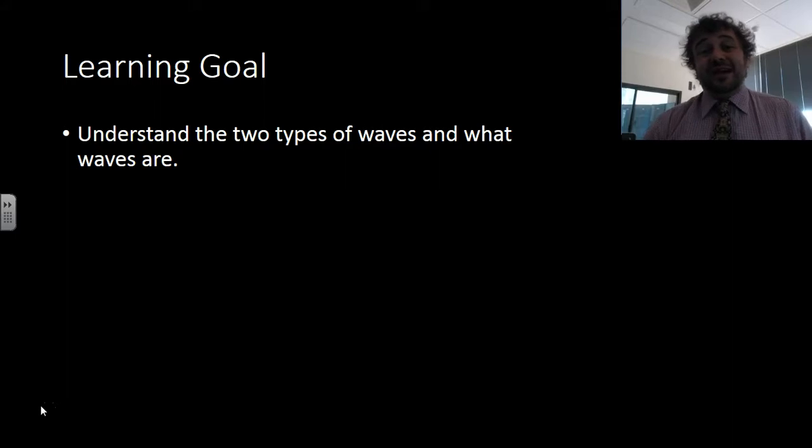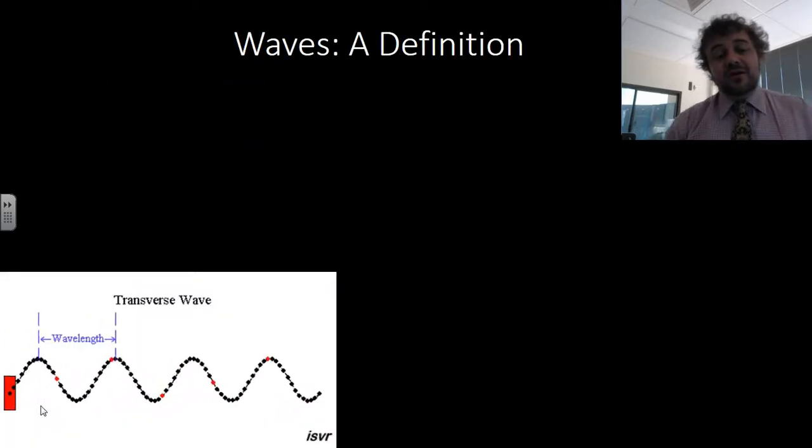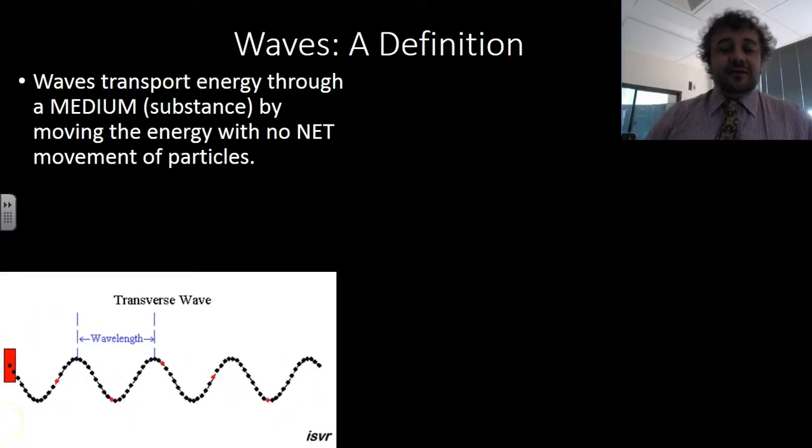Our learning goal today is to be able to understand the two different types of waves and also what waves are. So by the end you should be able to draw a labeled wave diagram for both types of waves. So here let's define what a wave is.